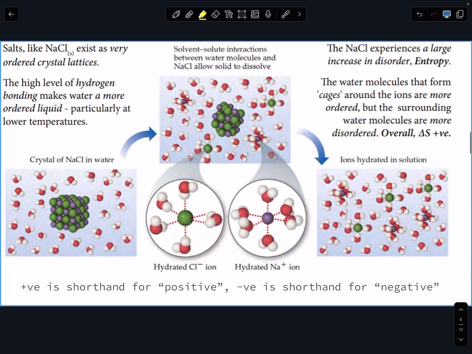So if we look at this visually, salts, for example, like NaCl, are very ordered crystal lattices. And water, because of the hydrogen bonding, is also very ordered as a liquid. So this is what it all looks like before it's dissociated. But once I dissociate, if you look over here, look at the disorder of this, right? So there's a large increase in that disorder or that entropy, okay?